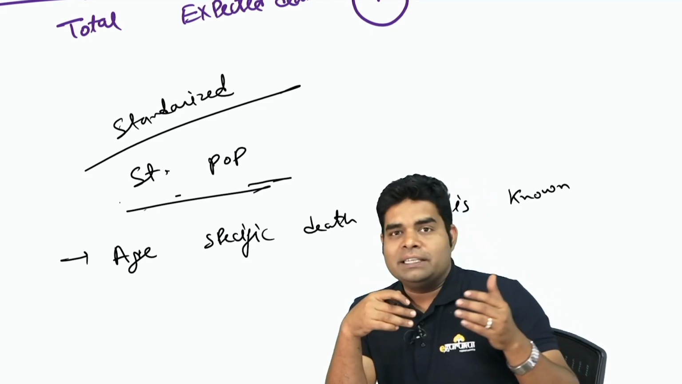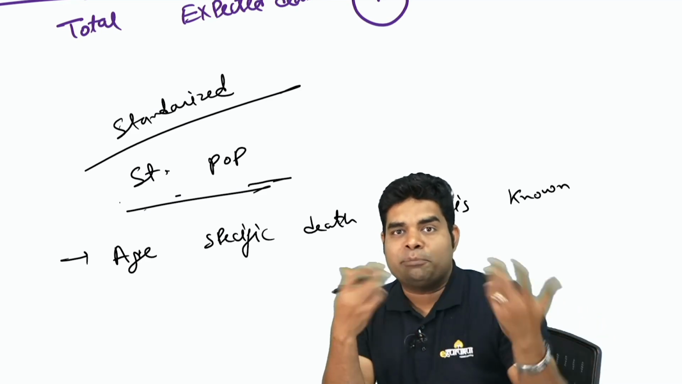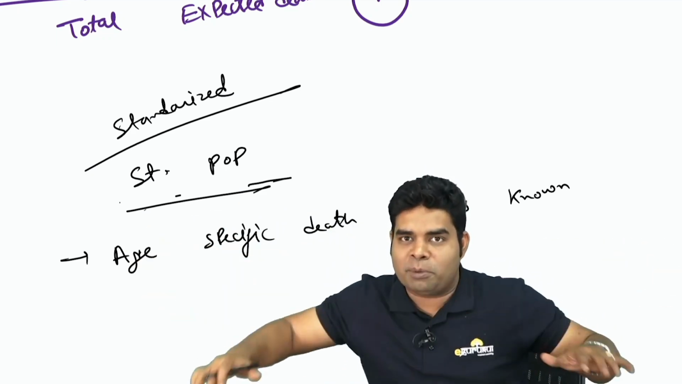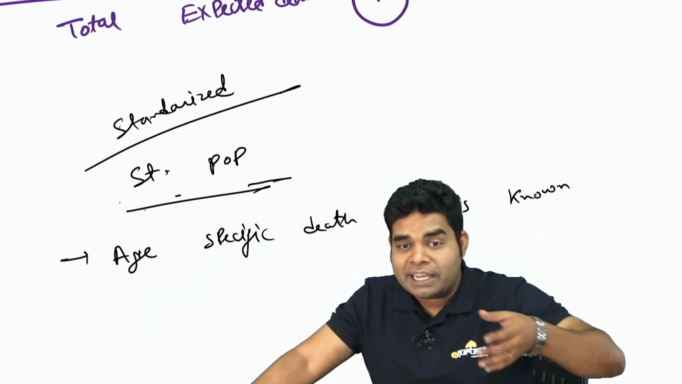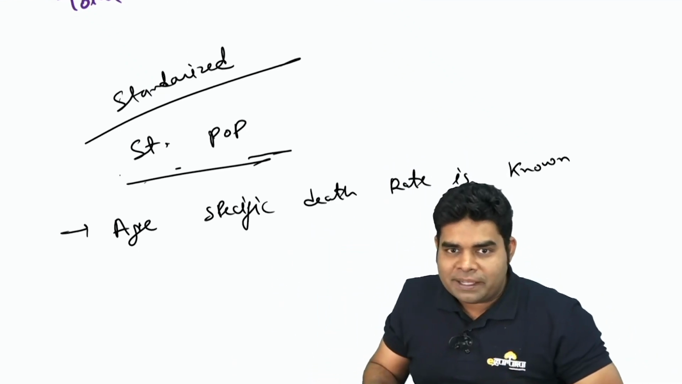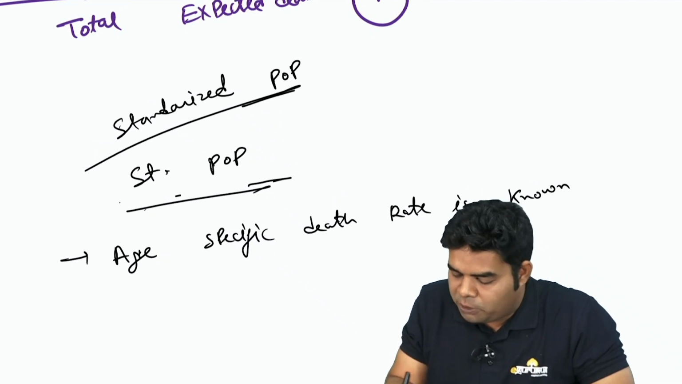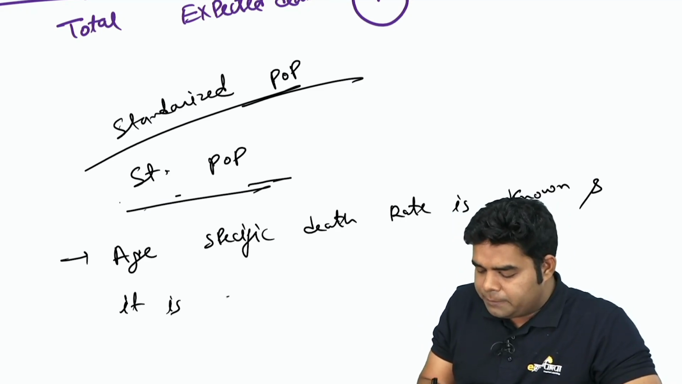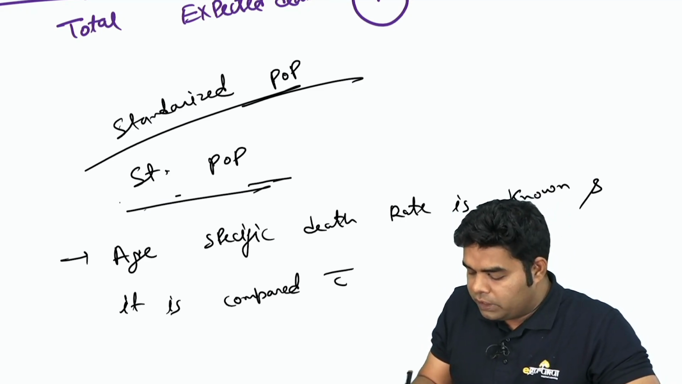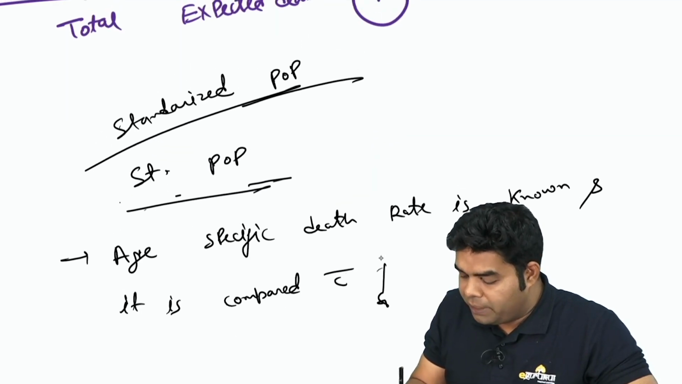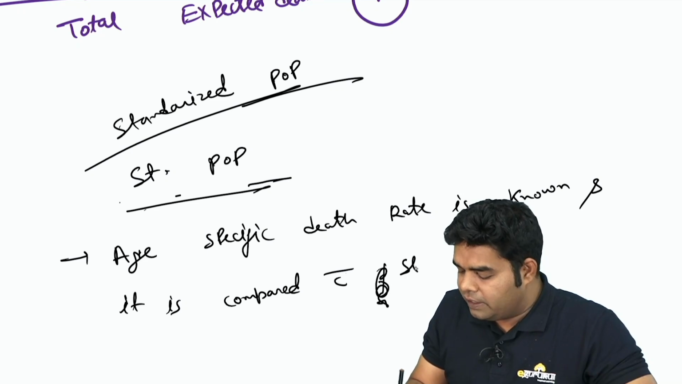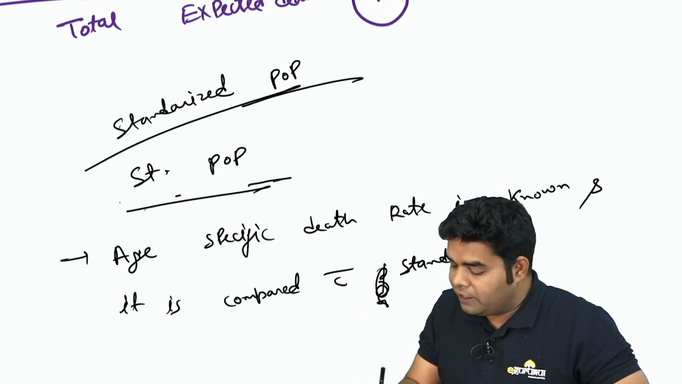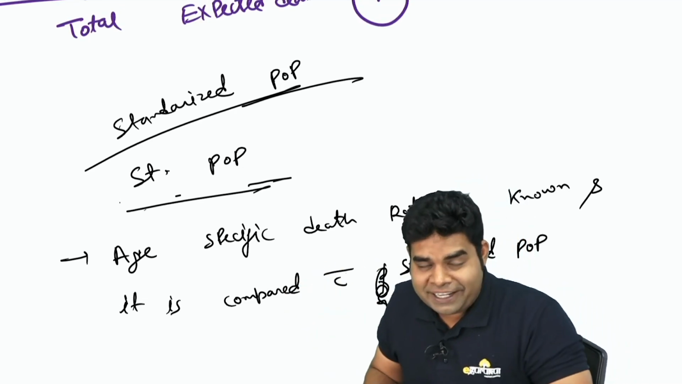You say that your friend's height is less than the standard population. It means you are comparing your friend's height with the normal expected standard population, or you say that your friend's height is more than a standard population. It means you are comparing it with a standard population. So that is a standardized population. A standardized population means whose age-specific death rate is known and it is compared with a standard population. So if you compare the age-specific death rate with a standard population, you will get the standardized death rate, because you are comparing it with a standard population.